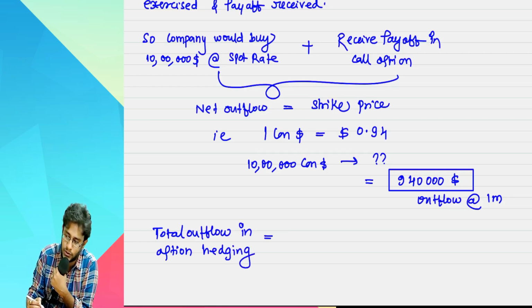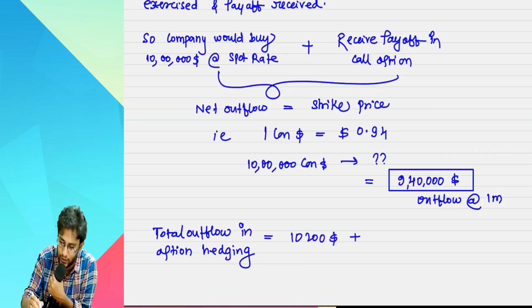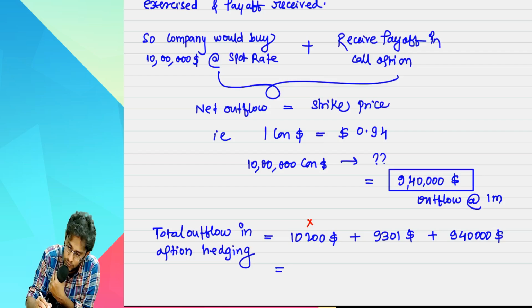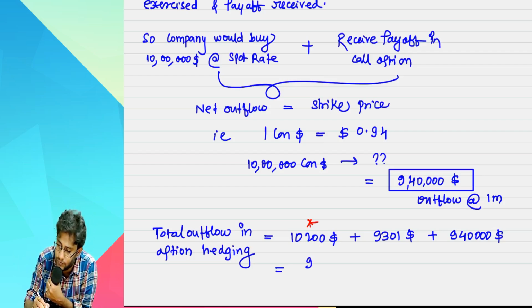So total outflow in option hedging is, start with premium $10,200 we paid, then $9,301 for buying unhedged portion, hedged portion buying $9,40,000. Fill up this.